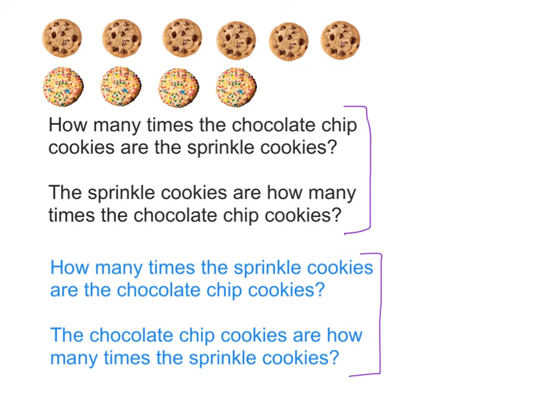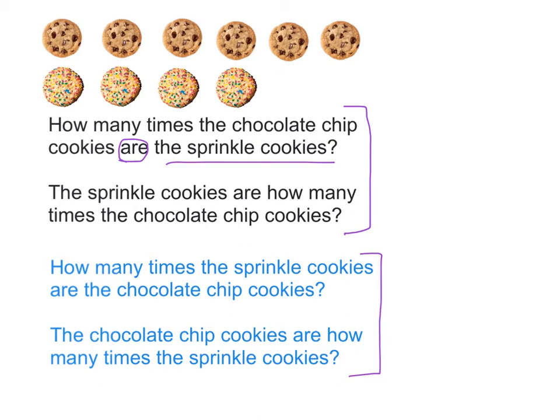In the first question, I'm looking for my word is or are. So here's are. And the sprinkle cookies are by themselves, because here's the how many times the chocolate chip are the sprinkle cookies. And so my sprinkle cookies are less than my chocolate chip cookies, so my answer is going to be less than 1, meaning the small number is going to go on top.